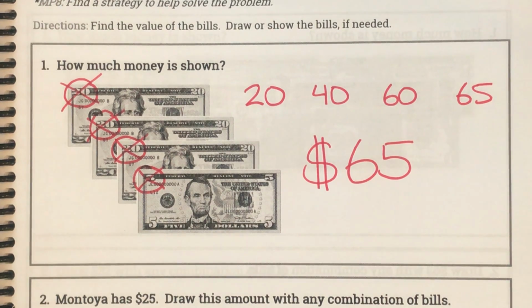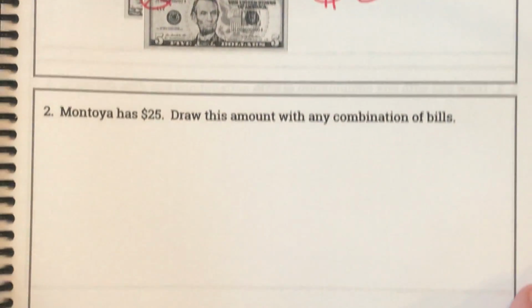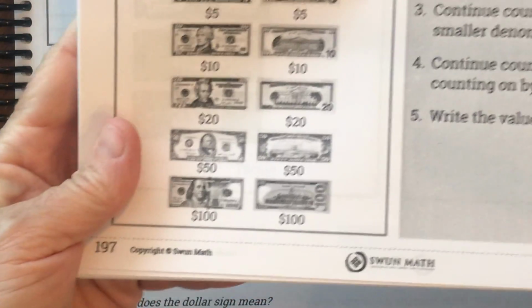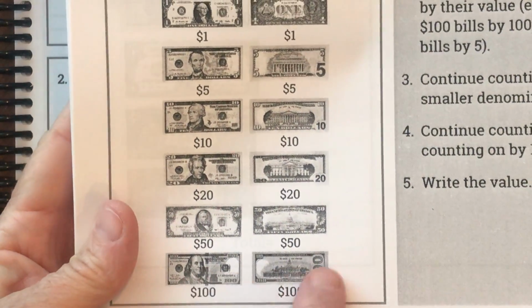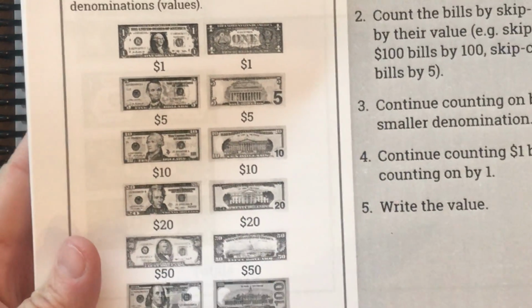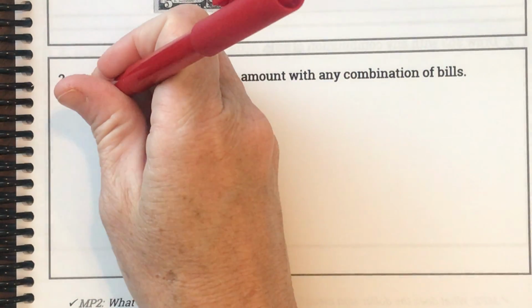Okay, let's look at my next one. My next one says, Montoya has $25. Draw this amount with any combination of bills. Okay, so just like we did with coins, we want to start with the largest and work our way to the smallest. So let's look at my dollar bill choices though. If she has 25, does she have any hundreds? No. Does she have any 50s? No. So I'm not even going to be able to use those. But could she have a $20 bill? Definitely.